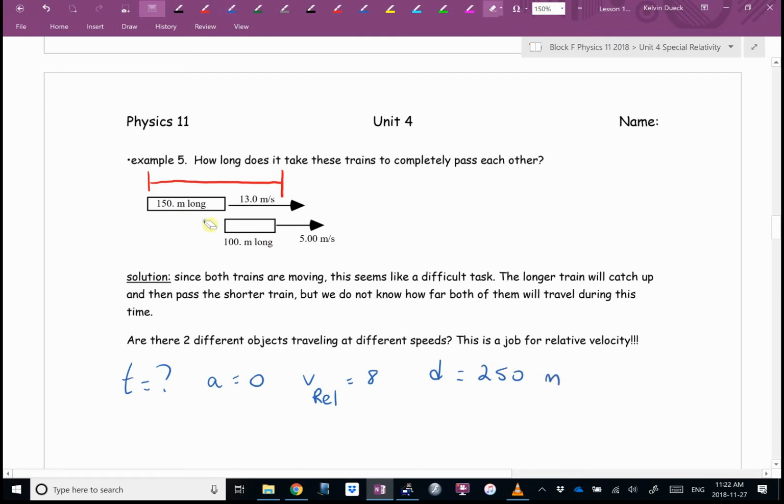Robert, is this 250 in meters? Say yes. And is this in meters per second? Say yes. Do I need to do a conversion this time then? Good.